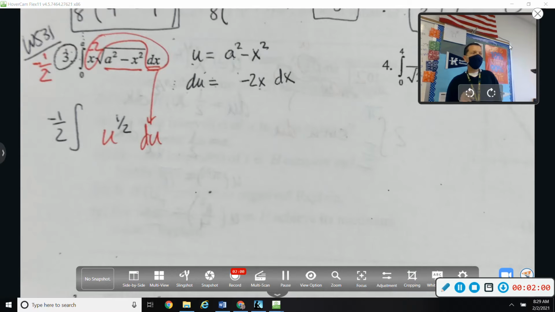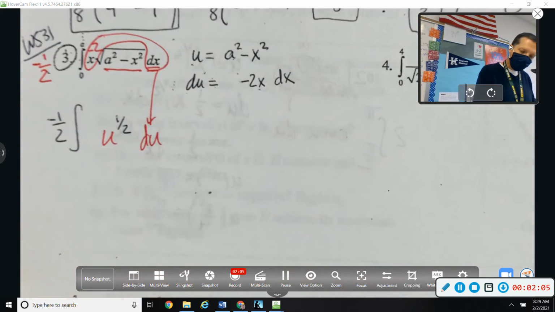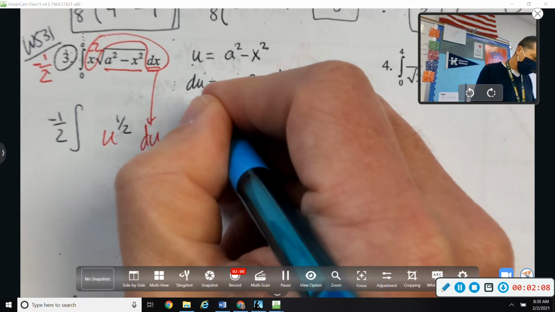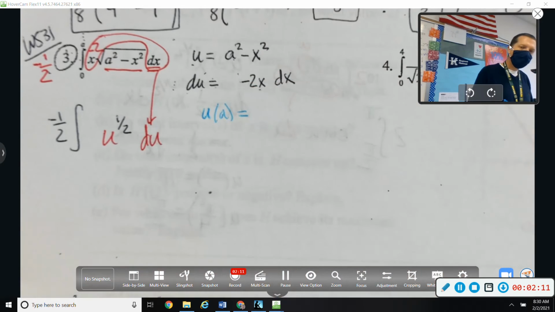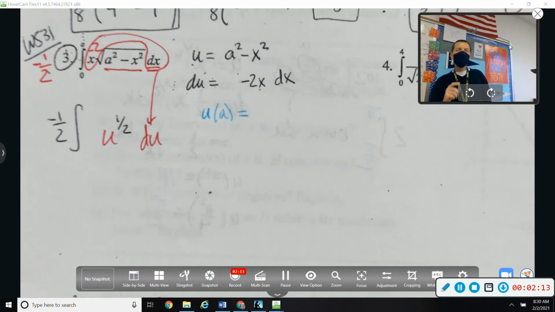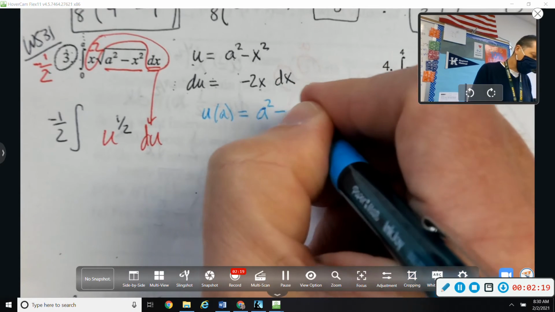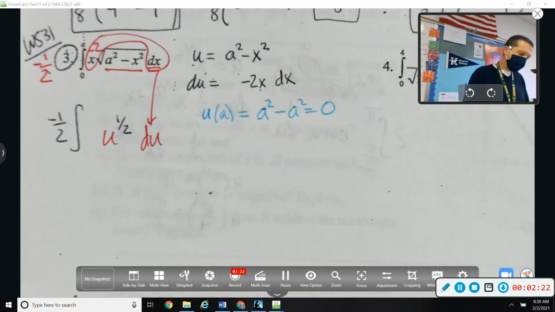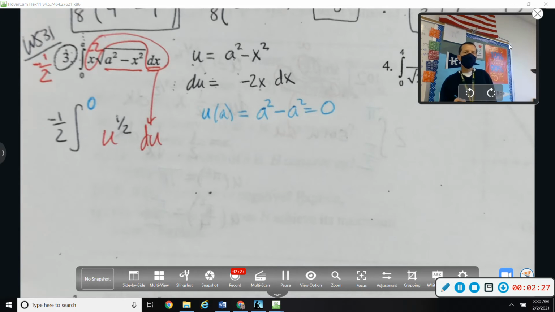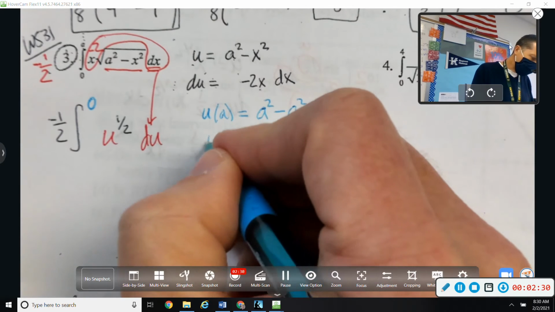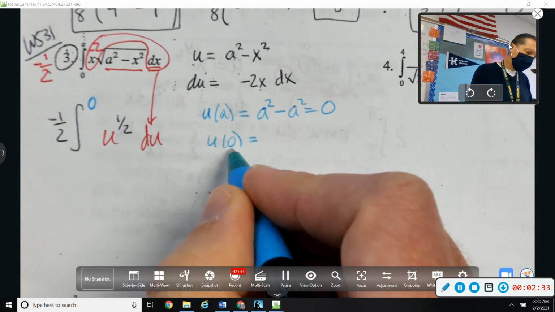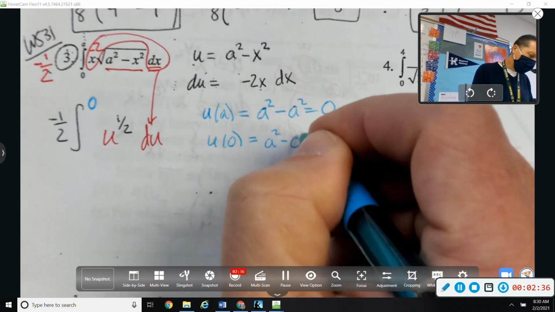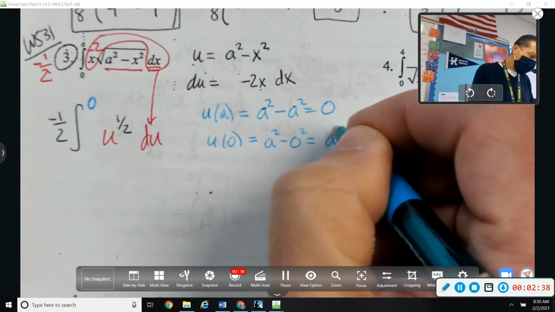So I've got the integrand switched over to u stuff. Now I need to switch over the limits. So u of a, okay, that means I'm plugging in a for x, so don't get confused. We've got a's and x's flying around here. a squared minus a squared is 0. So my top limit is 0. And u of 0, so I'm going to plug in 0 for x. a squared minus 0 squared equals a squared.